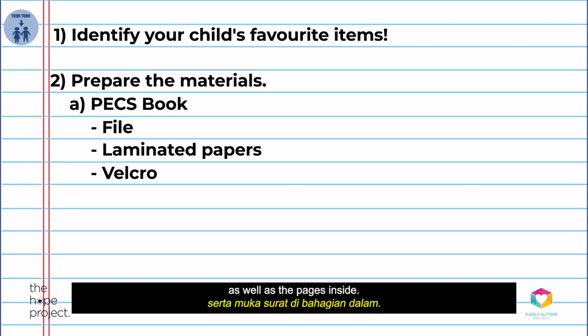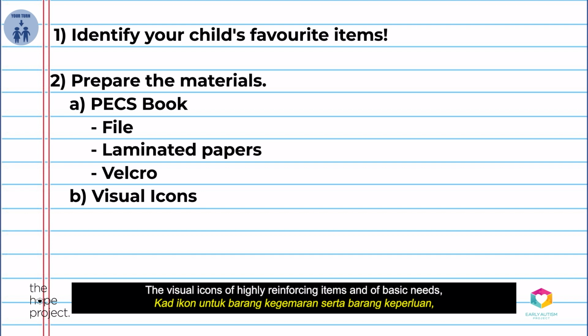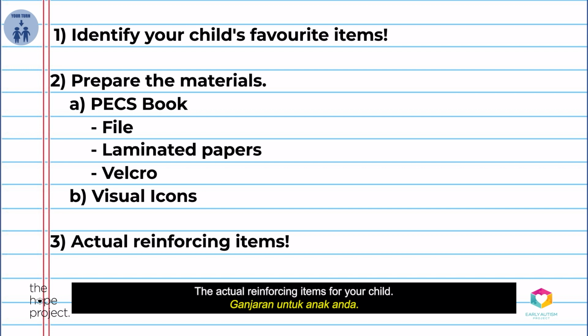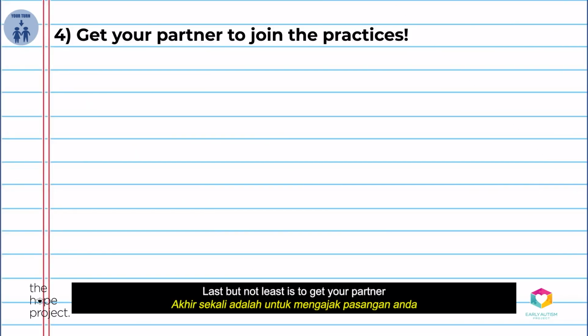the pages inside. The visual icons of highly reinforcing items and of basic needs, complete with the word label for each item. Design and download the icons on a computer, print them out using a printer, laminate them using a laminator, cut using scissors or a cutter as well as a corner cutter to remove sharp edges of each icon. The actual reinforcing items for your child. And last but not least is to get your partner, because you need 2 people for this practice.